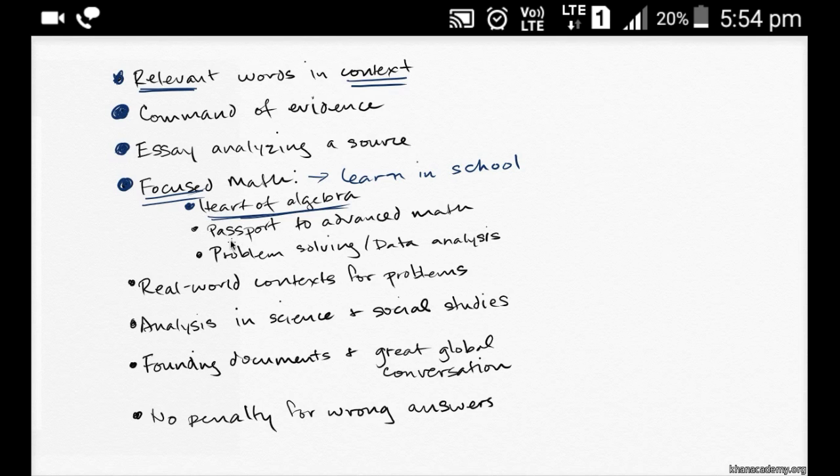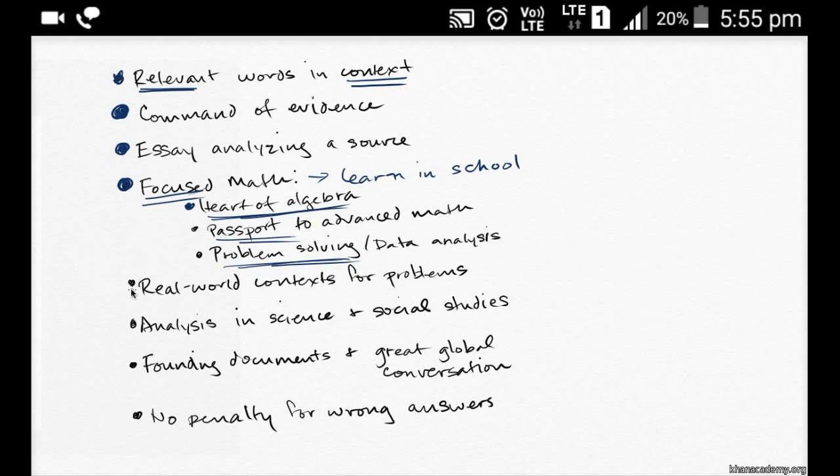Then you're going to see the passport to advanced math, and these are the skills that allow you to get ready, to have the knowledge to get higher level math that you will take in college. So you're ready to take those pre-calculus, calculus, statistics courses that you might see in college. And then there's problem solving and data analysis. Once again, these are real world types of data analysis things that you will see throughout college and in your entire life. So it's focused on things you learn in school and things that are going to matter in college and life.